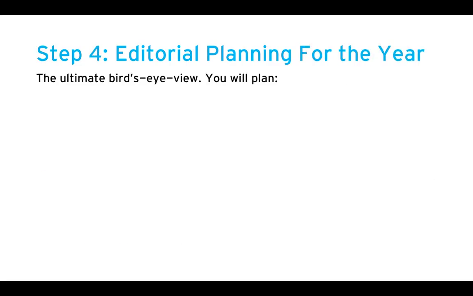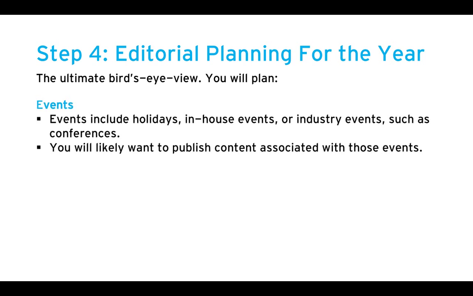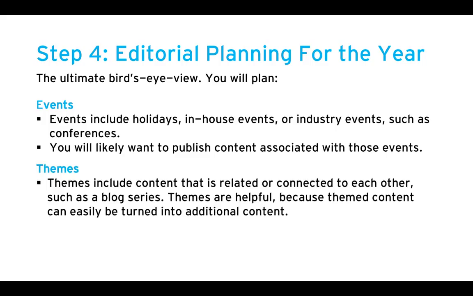So, the editorial planning for the year gives you a bird's eye view and lets you visualize everything. What you plan: you'll look at events, which can include holidays, in-house events, conferences, industry events, that sort of thing. You'll likely want to publish content associated with those events. And if there's a hashtag that already exists, get it. If there isn't one, make one.